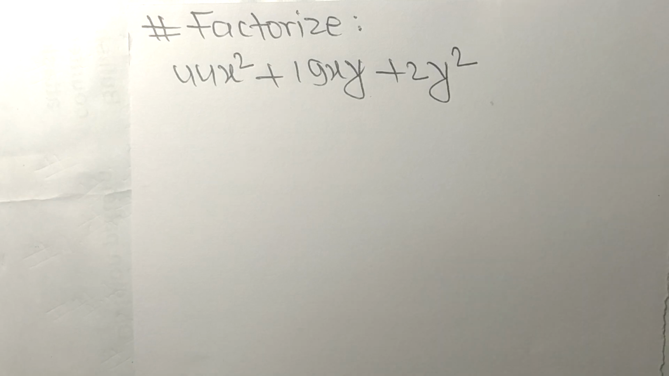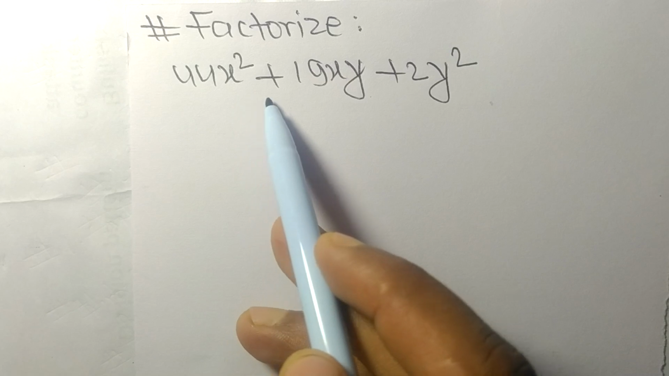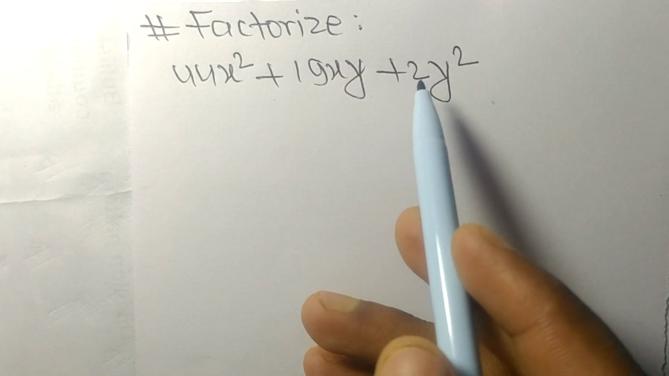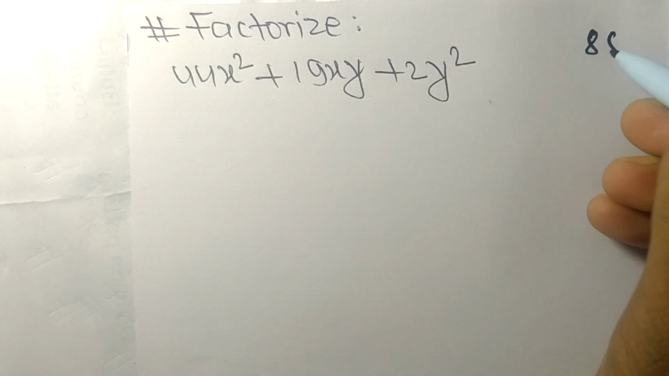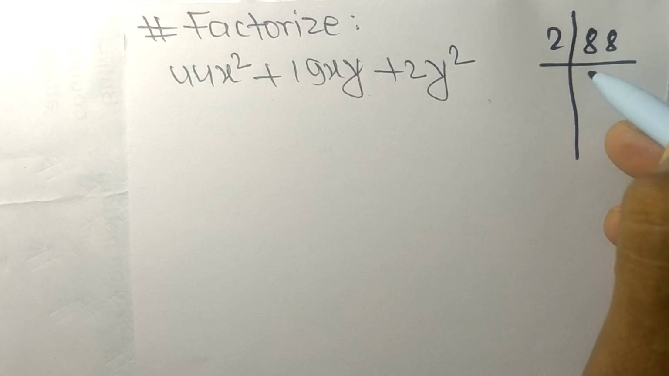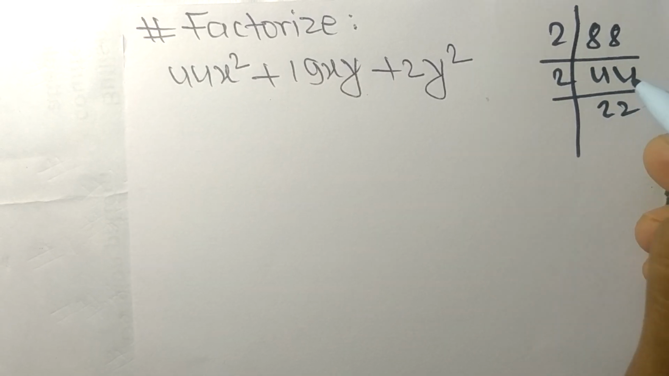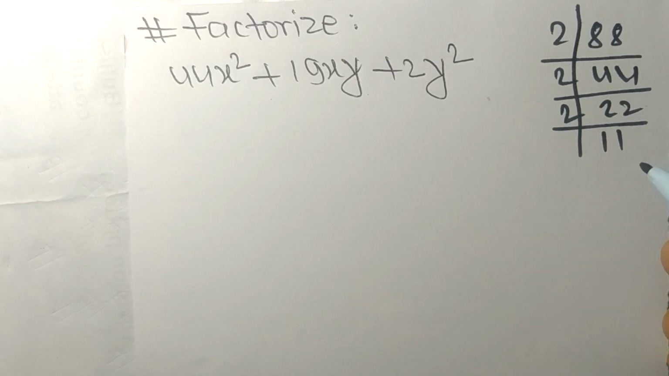So today in this video we shall factorize 44x² + 19xy + 2y². So 44 times 2 means it is 88. So it is 2 times 44 means 88. 2 times 22 means 44. 2 times 11 means 22.